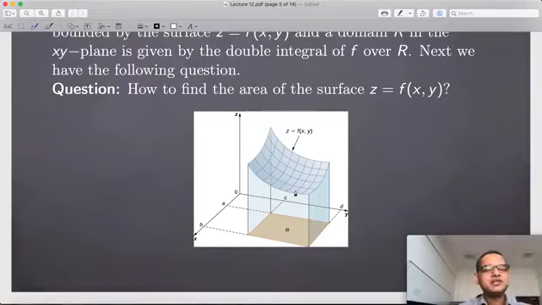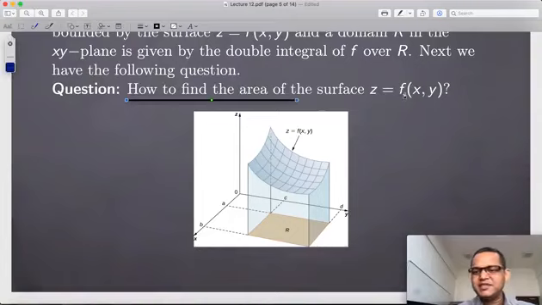So we have to do some more work, and that is what the idea of this surface area is. We are interested in finding the area of any given surface. When I say any, we will see that only some nice surfaces we can handle in this course, because then you need more machinery, more tools to go about it. So we take up this question: how does one find the area of the surface?